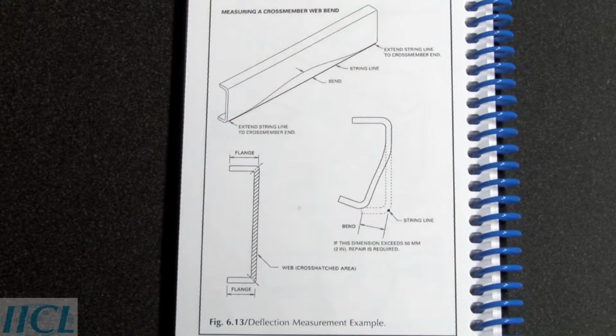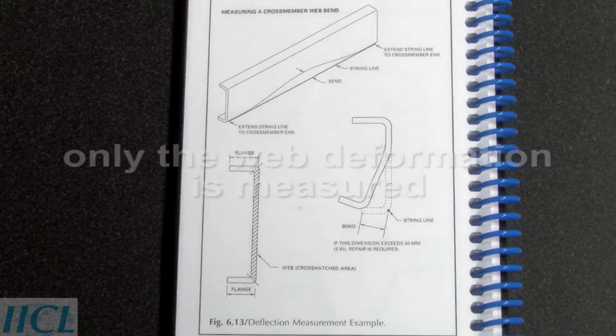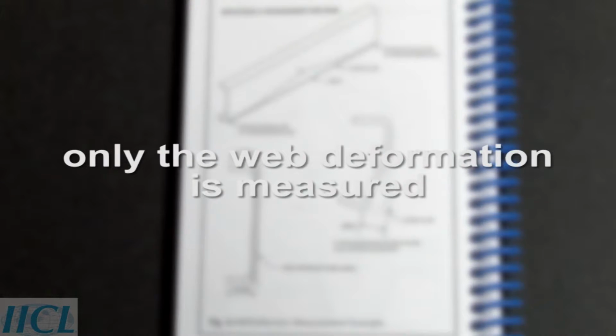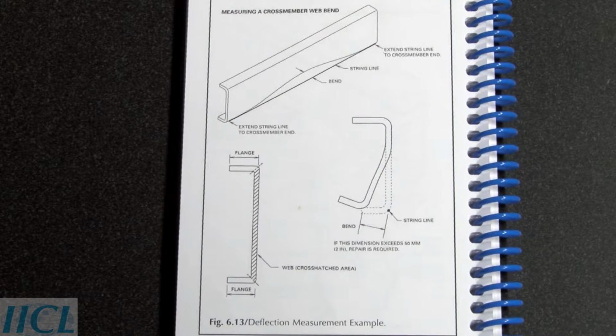When the crossmember is bent from the web side, the string line is placed at the outer radii of the lower flange at the undamaged ends, and the measurement is made to the outer radius at the point of maximum deformation. This method ensures that only the web deformation is measured and not the flange deformation, as the IICL 50 mm criterion only applies to the web.